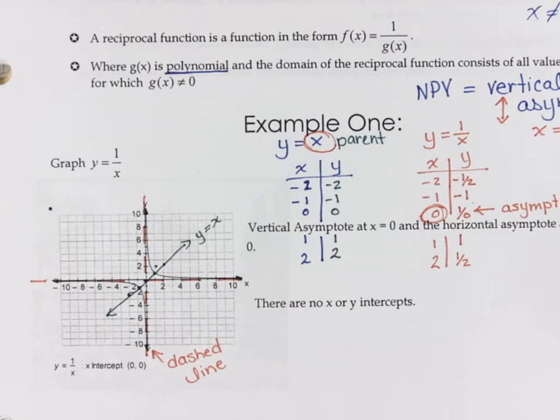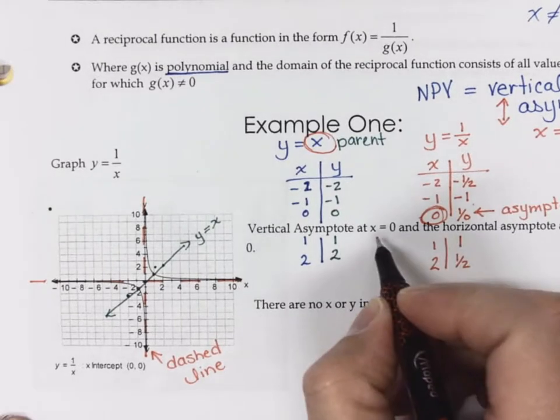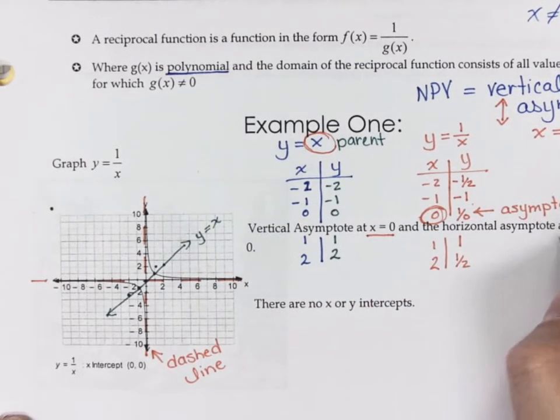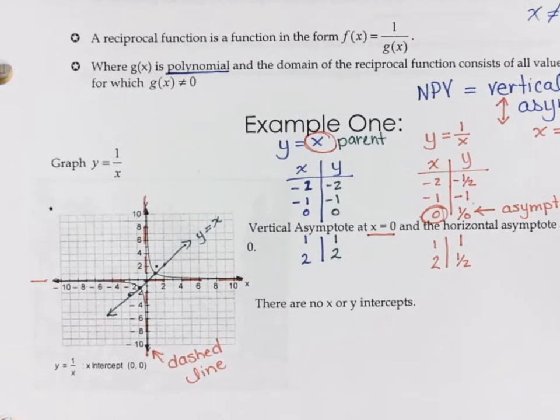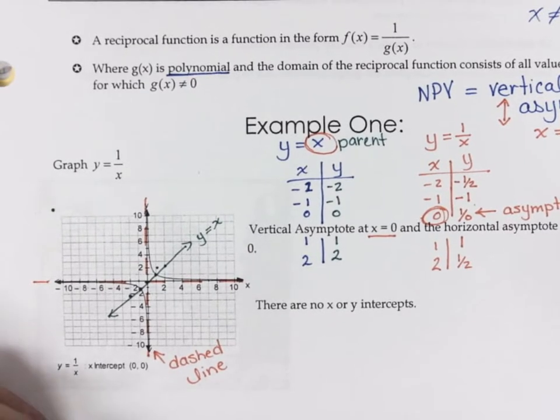So with that, we know that there are no x or y intercepts. We know that we have a vertical asymptote at x equals 0 and a horizontal asymptote at y equals 0. Again, your table of values is going to help you see all these things a little bit better. And then we're going to get to the point where we go a little bit faster and do some helpful tricks and tips, but for now, baby steps.